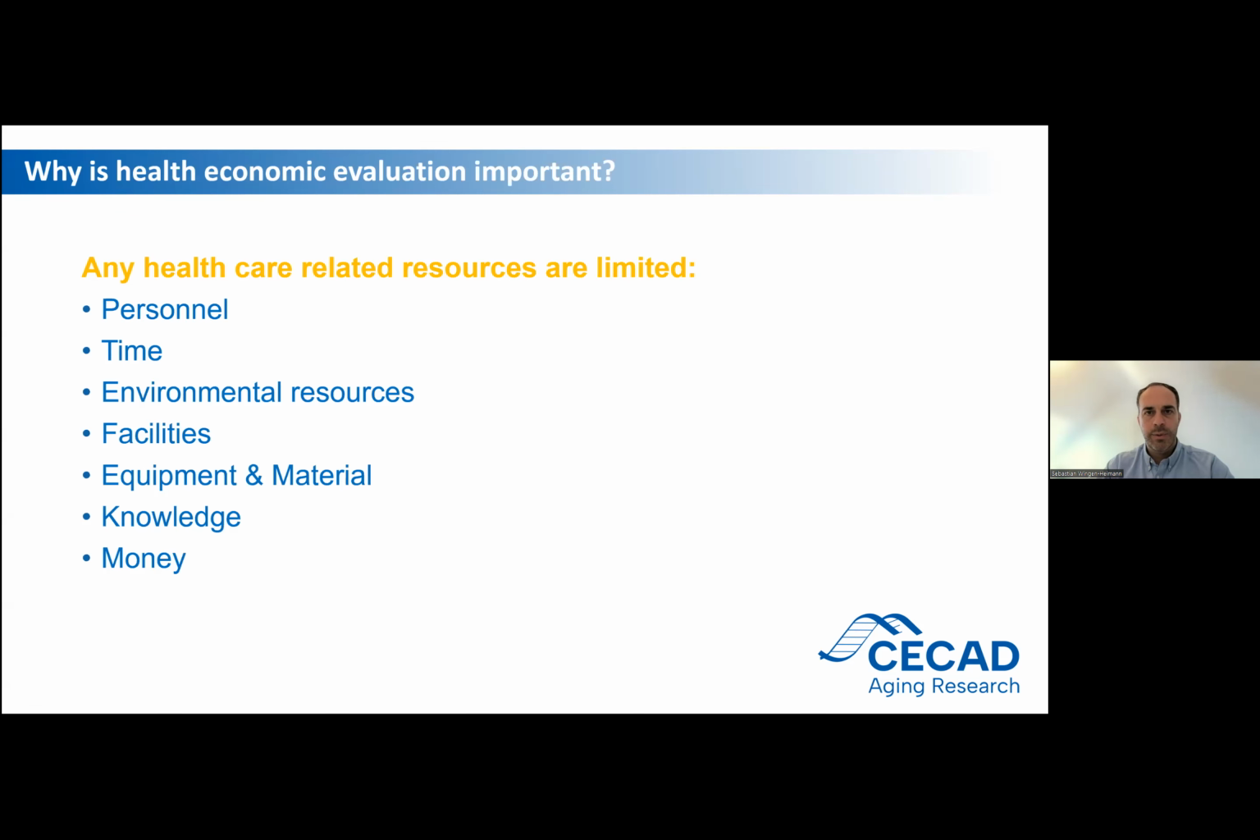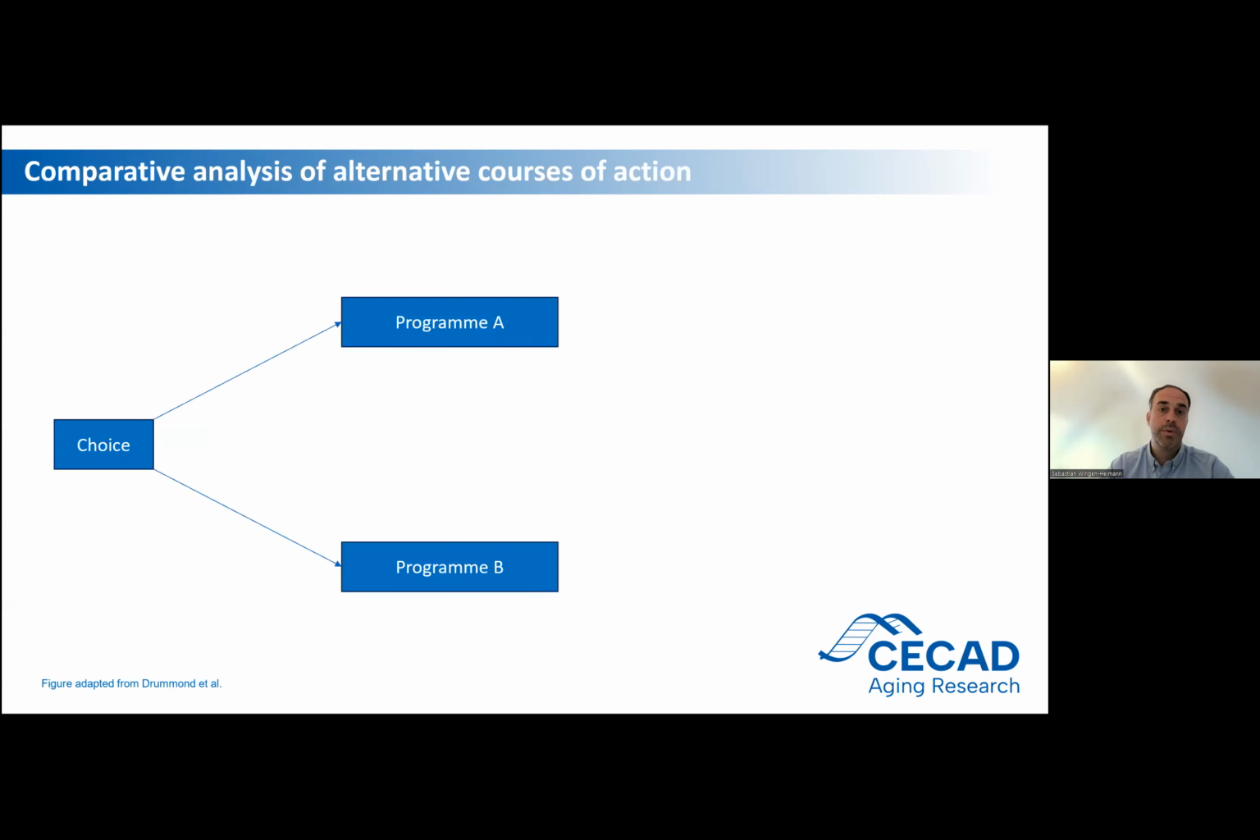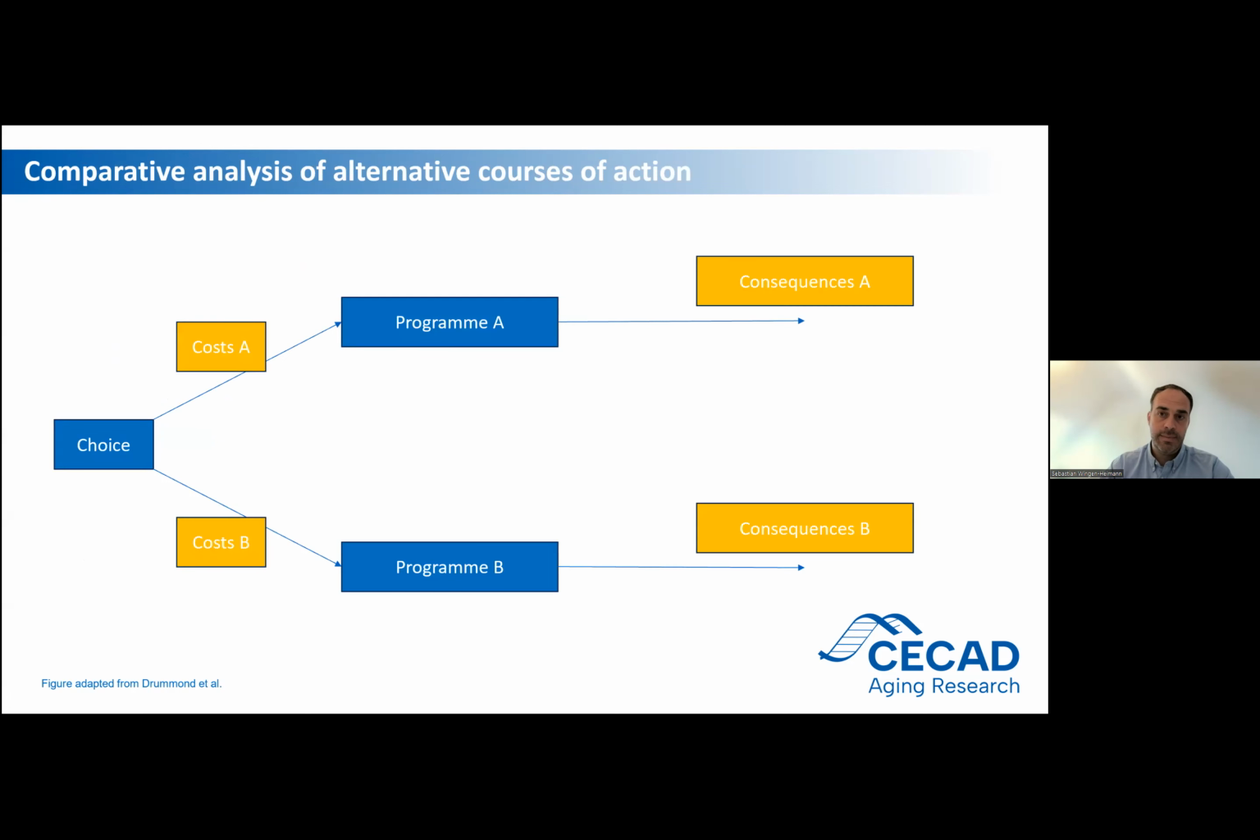Why is health economic evaluation important? Any healthcare-related resources are limited. Examples are personnel, time, environmental resources, facilities, equipment and material, knowledge, and money. Look at the comparative analysis of alternative courses of action. We most often have a choice, for example, between program A and program B, or more than two programs. But each program costs money and has a consequence.